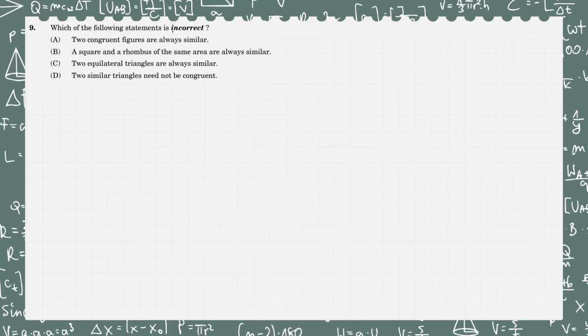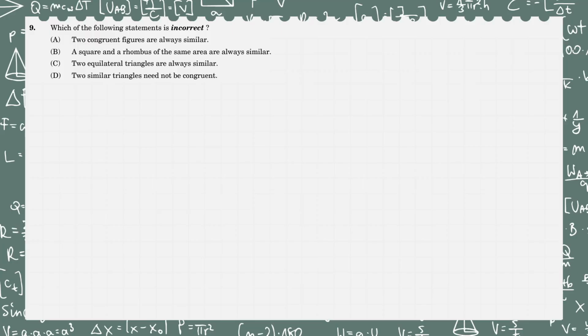Which of the following statements is incorrect? We have to identify the statement which is not correct. So let us try to eliminate the correct options. Okay, so two congruent figures are always similar. Congruent figures means when the shape and the size both are equal, that is when we call congruence, right?